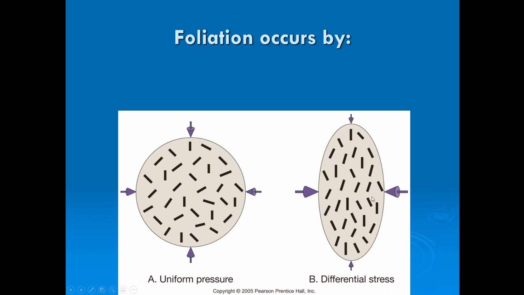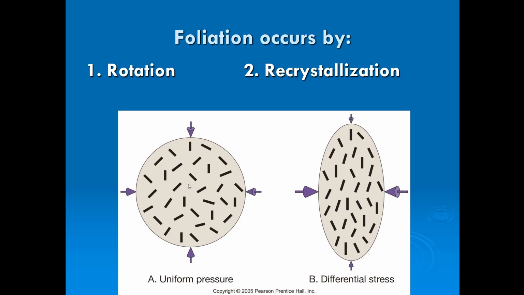So there are three things that occur to minerals during foliation. This is important. I usually ask about this on your second test, so put a little star on this. The first thing that happens is rotation of existing stable minerals. If you have a mineral that is stable under those new environmental conditions, it will rotate into this preferred orientation that you see here on the right.